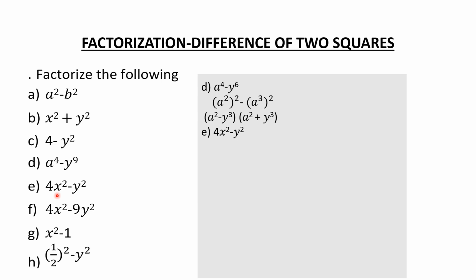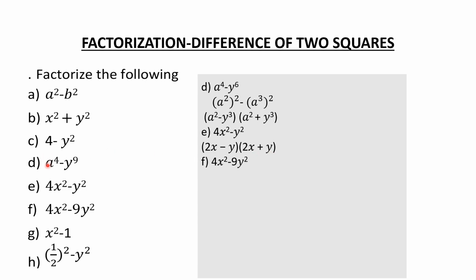It's just that for letters, it's easy to understand the way of just letting go of the 2 or writing without the power 2. Okay, but for numbers, since it doesn't have a power 2, if you want, you can write it as 2 to the power 2. So in short, 4 becomes 2, x squared becomes x, y squared becomes y. So it's 2x minus y, and this side 2x plus y.